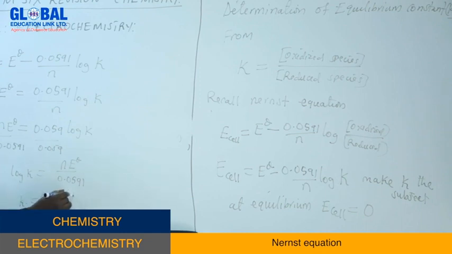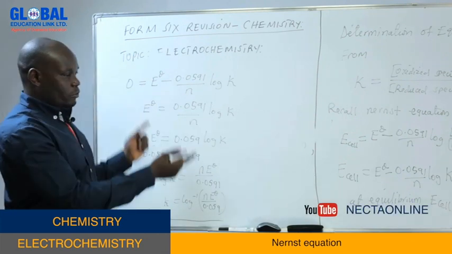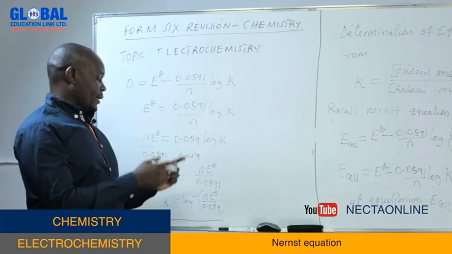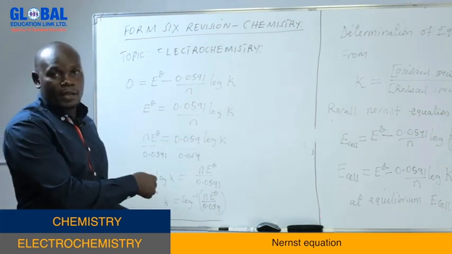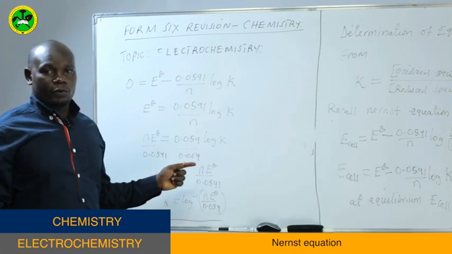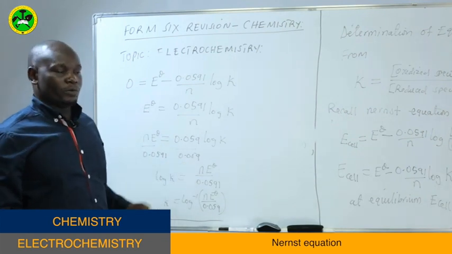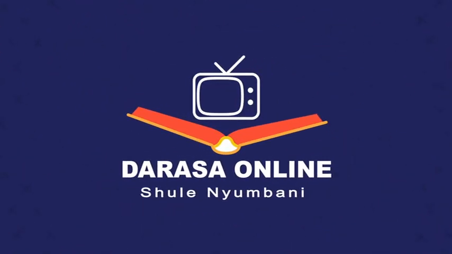So from there now, I'm sure once you have been given the question, you can be able to determine the equilibrium constant as well as the EMF of a cell. Now, the application of these equations, after a short break, we'll go to the equations and see how you can apply those equations in calculating the EMF of a cell as well as the equilibrium constant of a cell. You are watching Darasa Online.